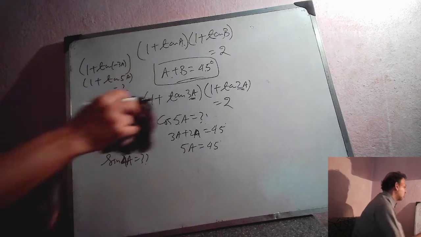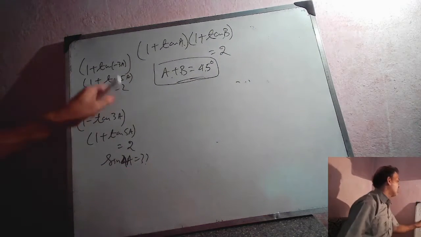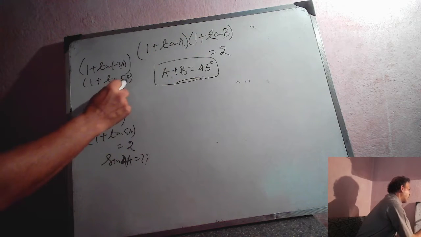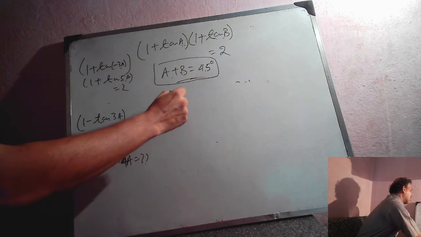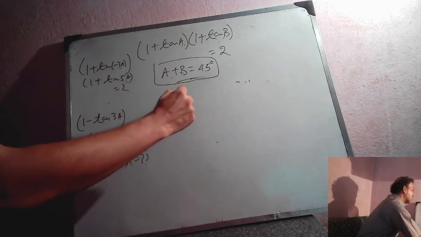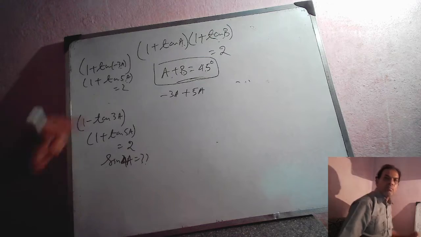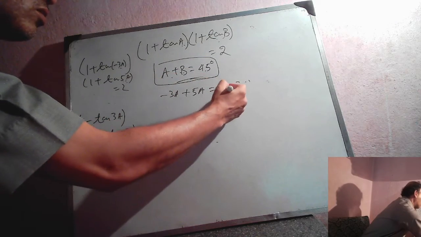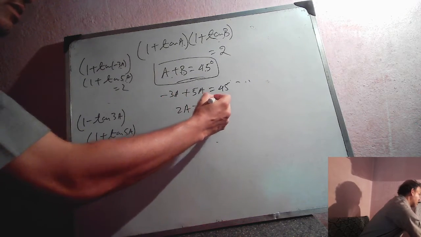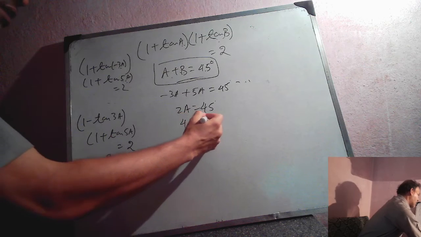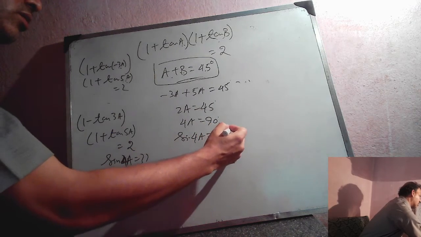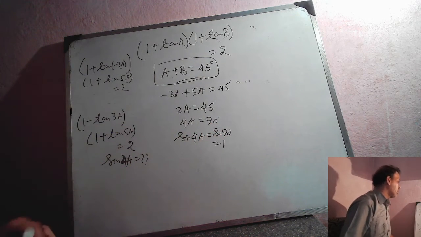Now compare it to the given form. We have A equals minus 3A and B equals 5A. So A + B = 45 degrees, meaning 5A - 3A = 45, or 2A = 45 degrees. So 4A = 90 degrees. Therefore sin 4A = sin 90 = 1. So the value of sin 4A equals 1.